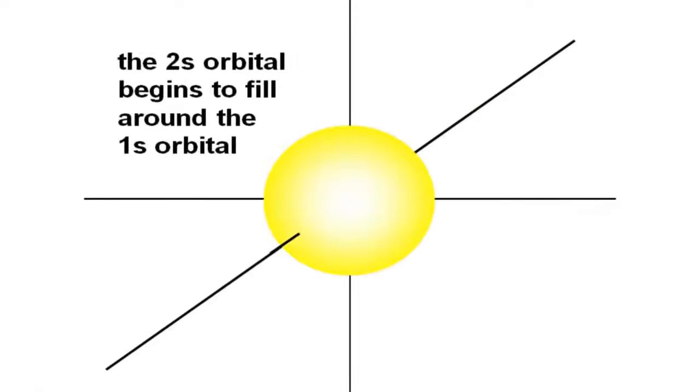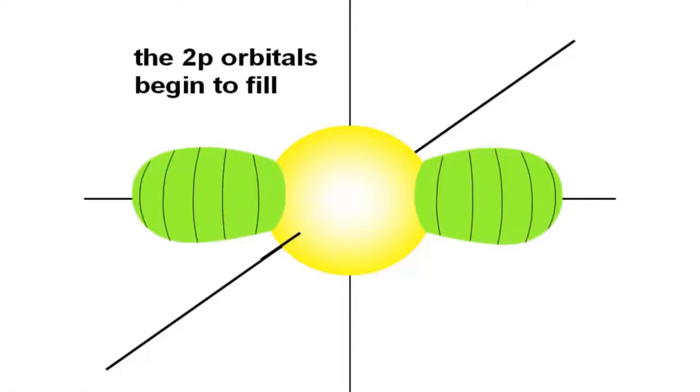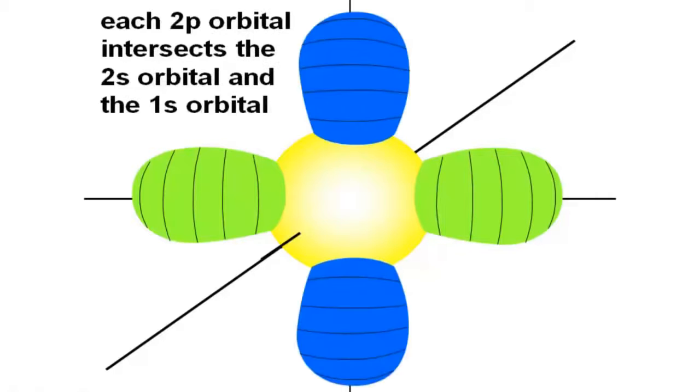Once the 1s orbital is filled, we can then start to fill the 2s orbital, but again with only 2 electrons. Once 2s is filled, and remember 1s is still there, it hasn't disappeared, so 2s fills around the 1s. But now, once 2s is filled, we start to fill 2p. Again, the 2s and the 1s are still in existence, so the p orbitals actually overlap with the 1s and 2s orbitals. So here's one of the 2p orbitals.